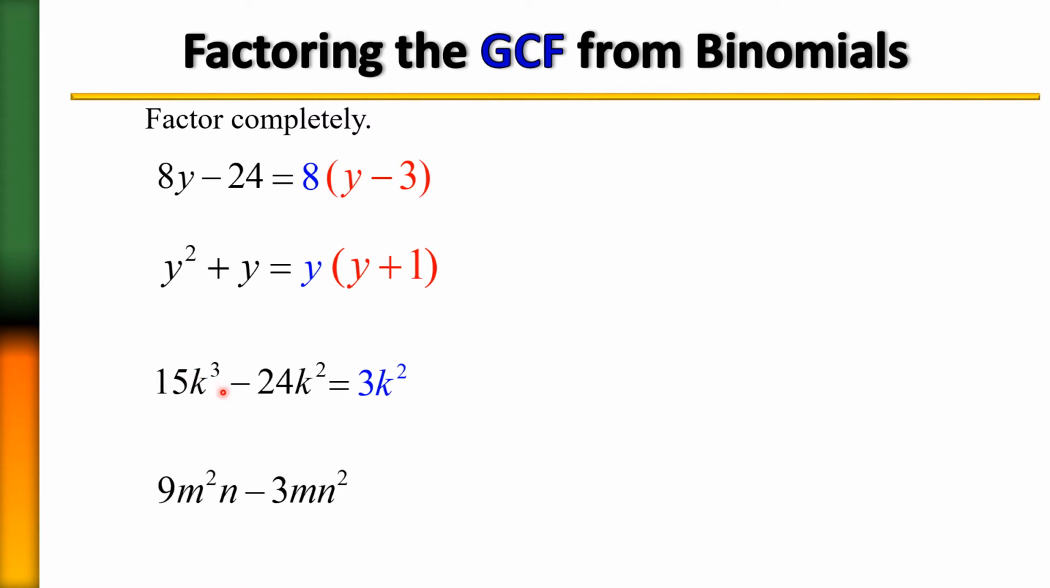Bring our sign with it, minus. Okay, let's take 3k squared out of that second term. When we take the 3 out for the numerical part, that would leave you with the 8. If you take 2 away, you don't have any more k's. So then in parentheses, you should have 5k minus 8.